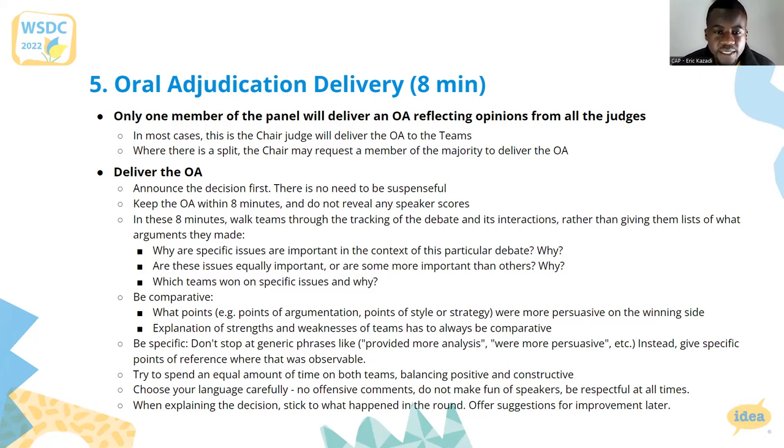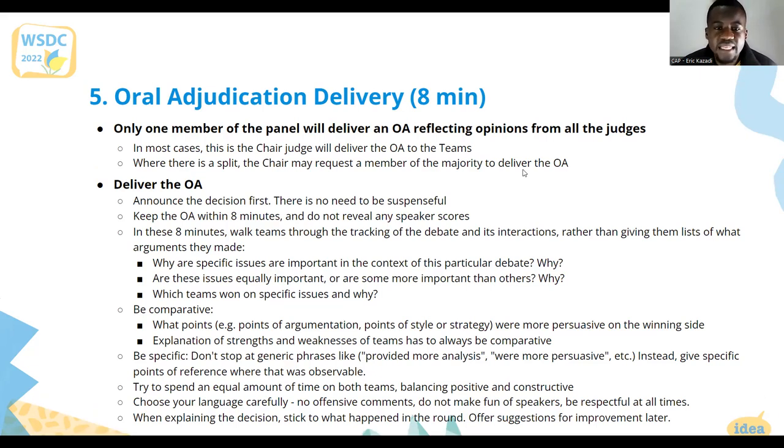The next thing is to always ensure that you are comparative throughout the OA. For example, which points of argumentation or points of style and strategy were more persuasive on the winning side, as well as giving an explanation of the strengths and weaknesses of teams, so that you're always comparative. This way you are giving due diligence to the speakers that you actually followed their speeches and what they were contributing to the round.